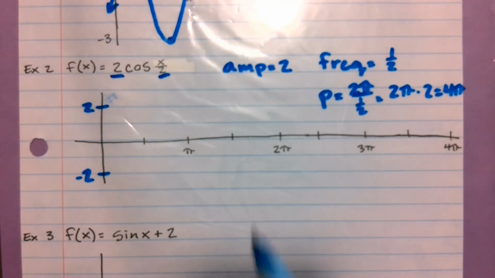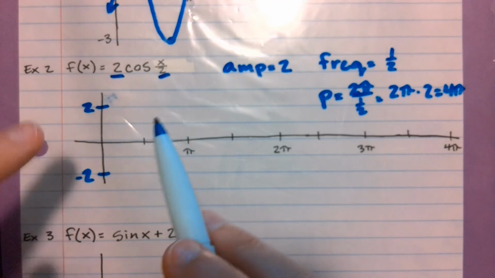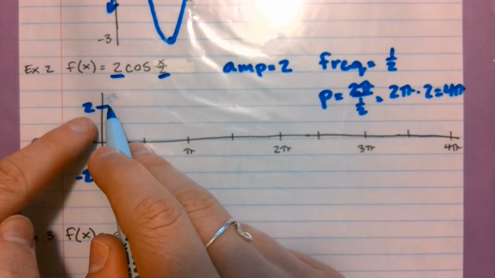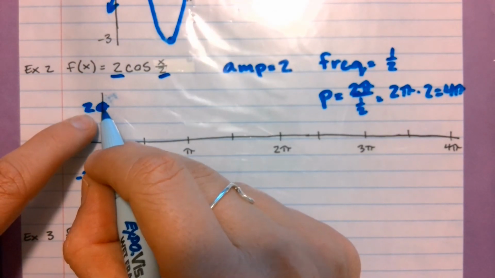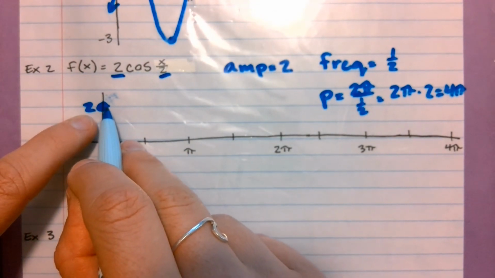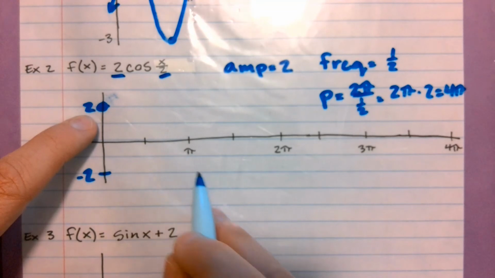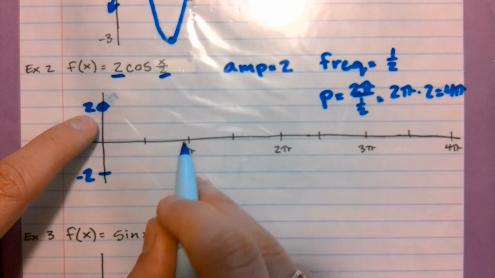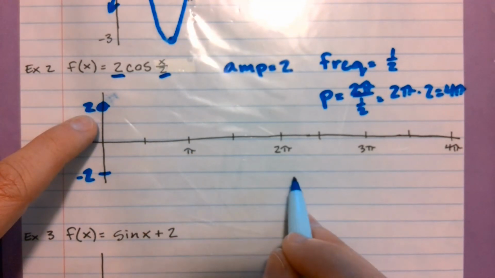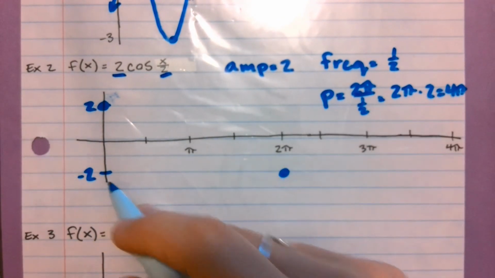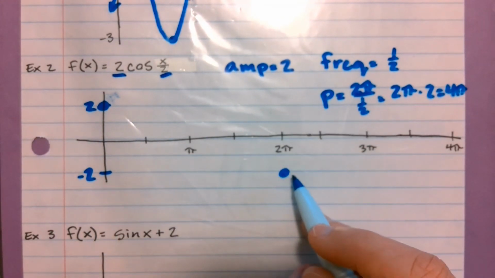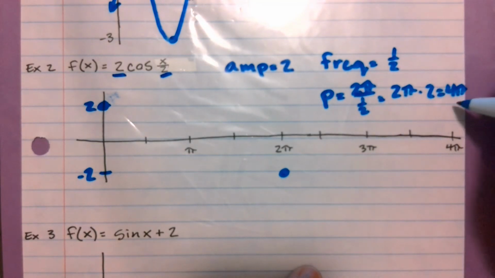So if I think back to my parent function for cosine, I'm going to start up at the max, so normally at 1, but for this it's going to be at 2. And then it normally crosses the x-axis, and then it's at the minimum, normally at pi, but since this is stretched, it's going to be halfway through our cycle, so it's going to be at the minimum at 2 pi, and then back to the max at 2.